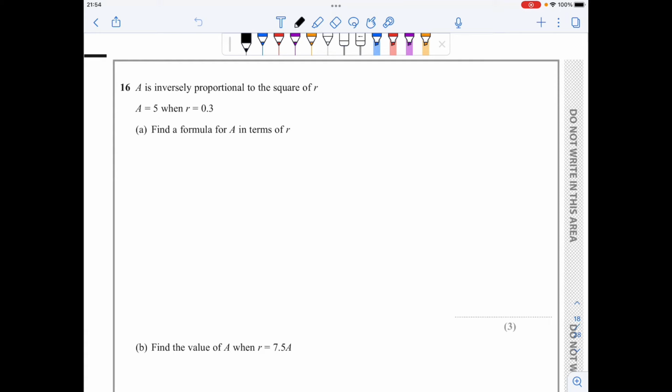For question 16, since A is inversely proportional to the square of R, I'll have A equals K over R squared. Now I'm going to use the values given, so 5 equals K over 0.3 squared. And if I cross multiply, K comes out to be 0.45. So the formula is A equals 0.45 over R squared.